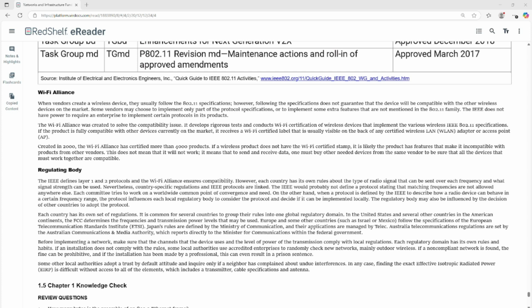These are determined by the European Telecommunication Standards Institute. Japan as well has its own specification defined by the Ministry of Communication. Australia as well has regulations that are set by the Australian Communication and Media Authority, and it reports directly to the Minister of Communications within the federal government.